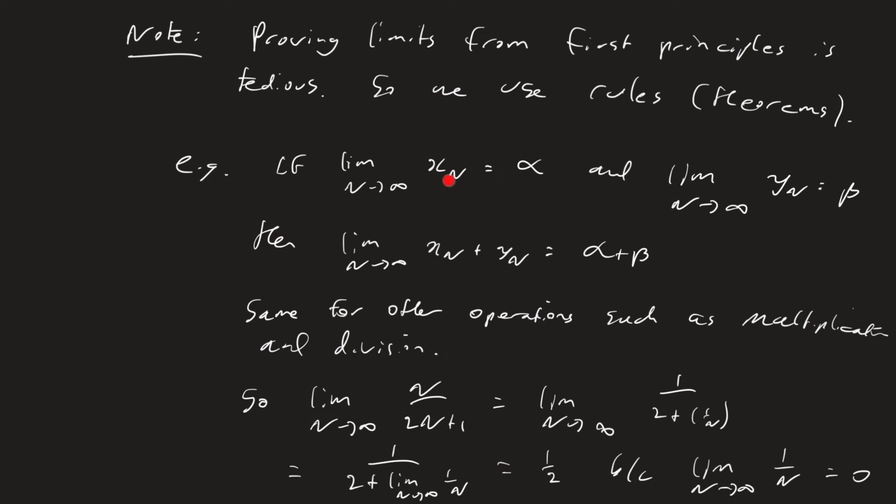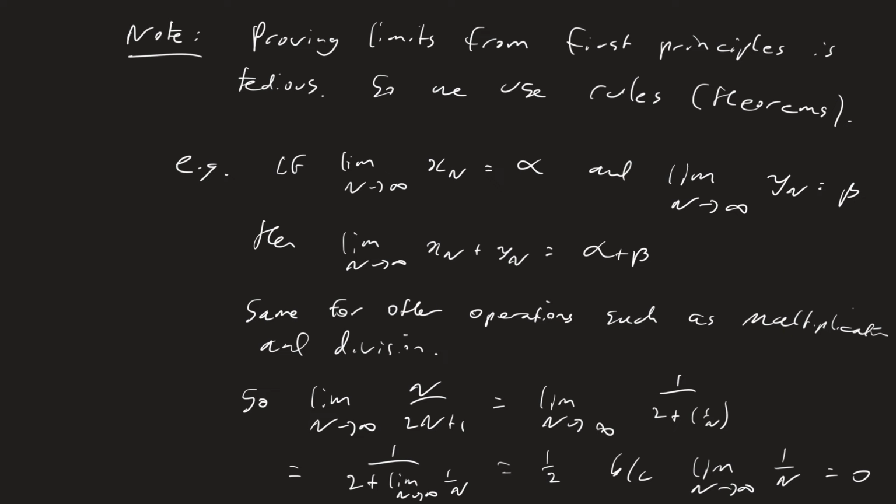limit of one sequence is alpha and the limit of another sequence is beta, then the limit of the element-wise sum of the two sequences is just the sum of the limits, alpha plus beta. This is true too for multiplication and division, etc.